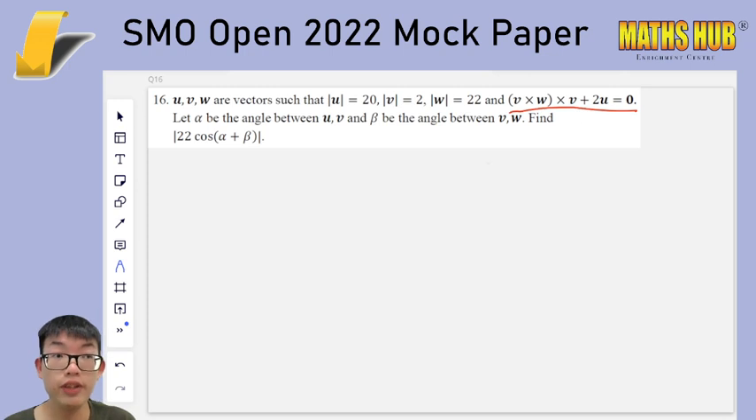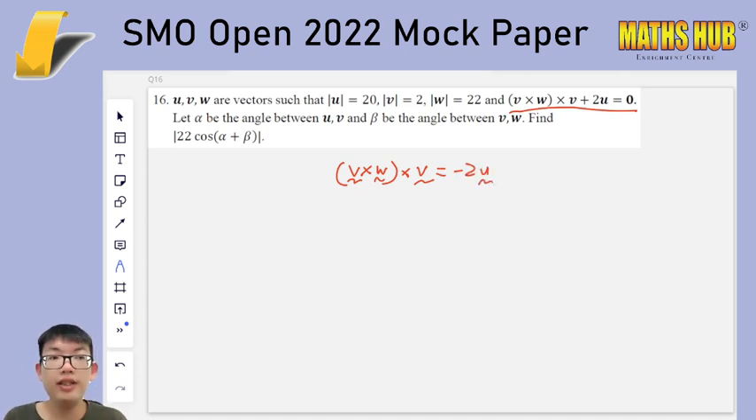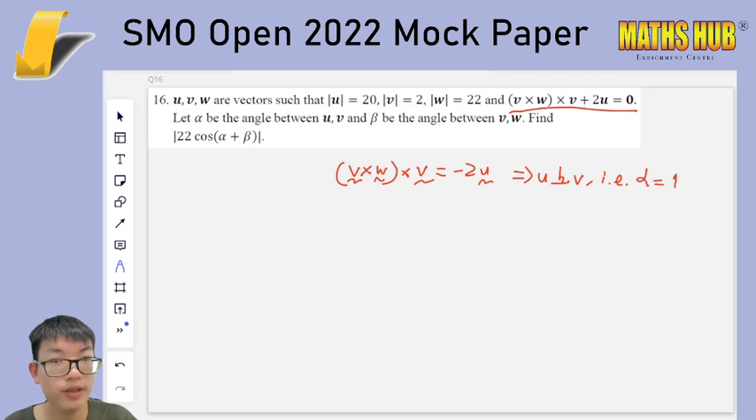Now, the first thing that I would notice, I can just move the 2U to the other side to get negative 2U. Sorry, that looks very confusing. The point is that U is in the direction of (V cross W) cross V. Now, this means that U is a normal vector to V, or rather U and V are orthogonal. So if U and V are orthogonal, it just means that alpha is 90 degrees. That's the first thing.